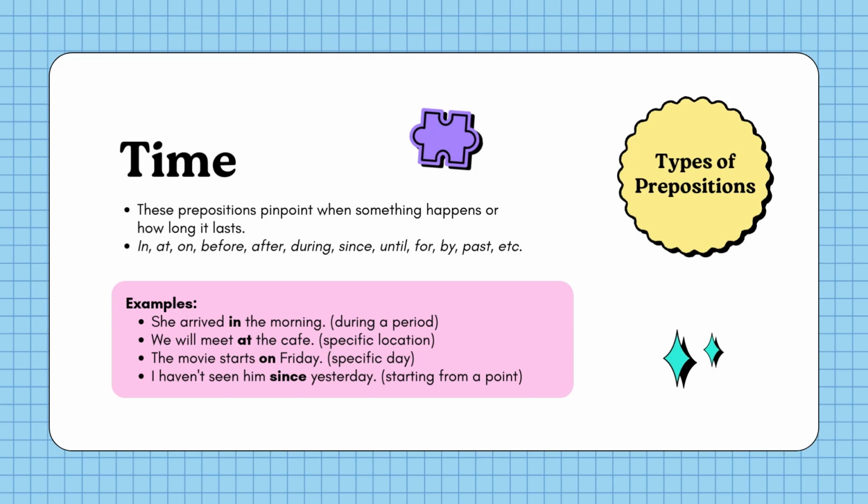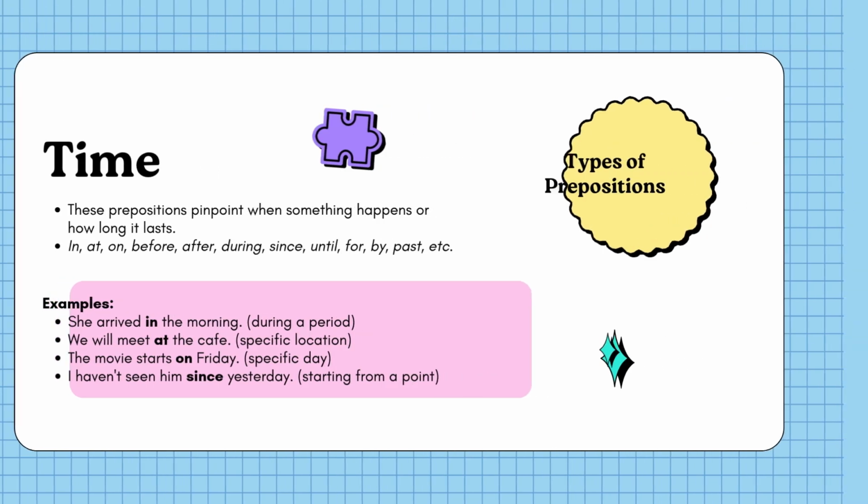For example, at is used for specific times such as at 5 p.m. On is used for days and dates such as on Monday. In is used for months, years or longer periods such as in 2020.